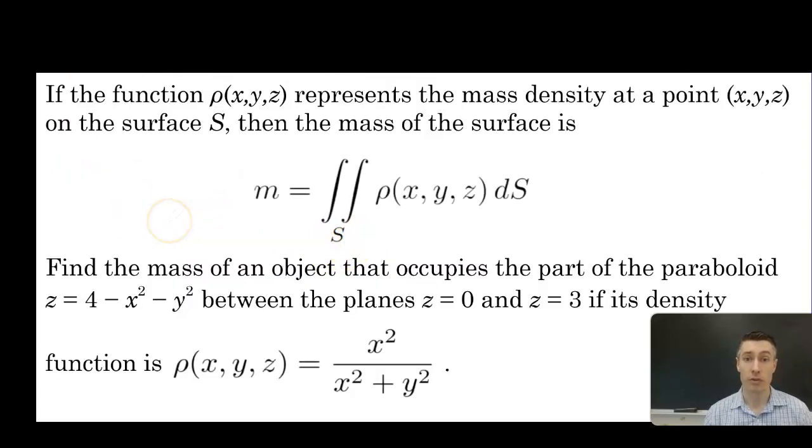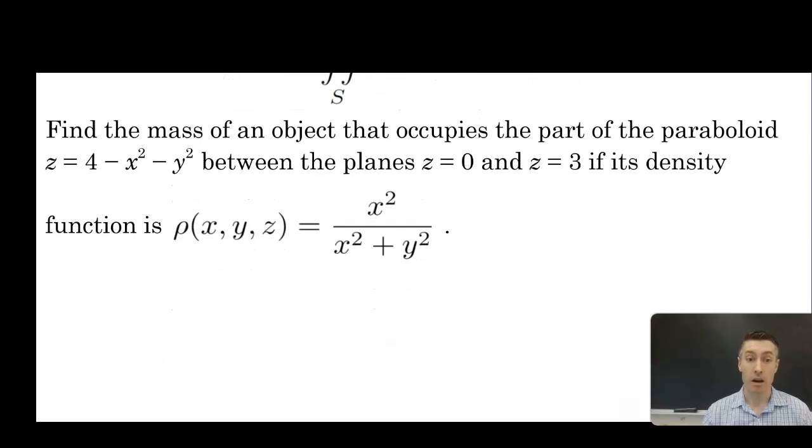Now, what does a surface integral of a scalar function represent? Why is it useful to find? Well, if the function rho of xyz represents the mass density at a point xyz on the surface S, then the mass of the surface is defined by that surface integral. So double integral over the surface S, where our function is the mass density function, integrating over surface dS. So that's where this type of integration can be useful if we're trying to find the mass of a surface.